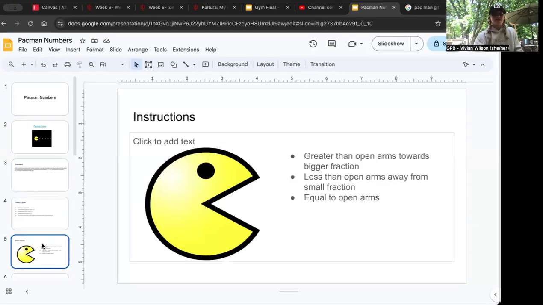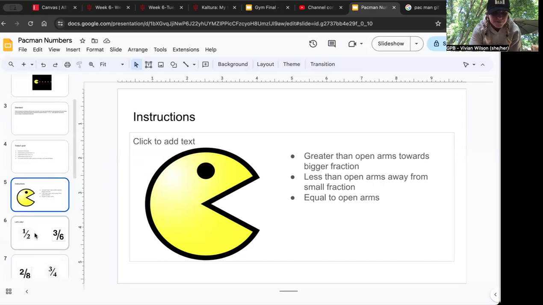So to start, when the fraction is greater than, we're going to open our arms towards that fraction. If it's less than, we're going to open our arms away from that fraction. And if it's equal to, we're just going to put our arms out like this. So you guys can walk in place since we're at home. But again, when I put the slide up that's greater than, we're going to go like this, less than like this, and equal to like this. Okay, so we're going to do a few practice rounds together.